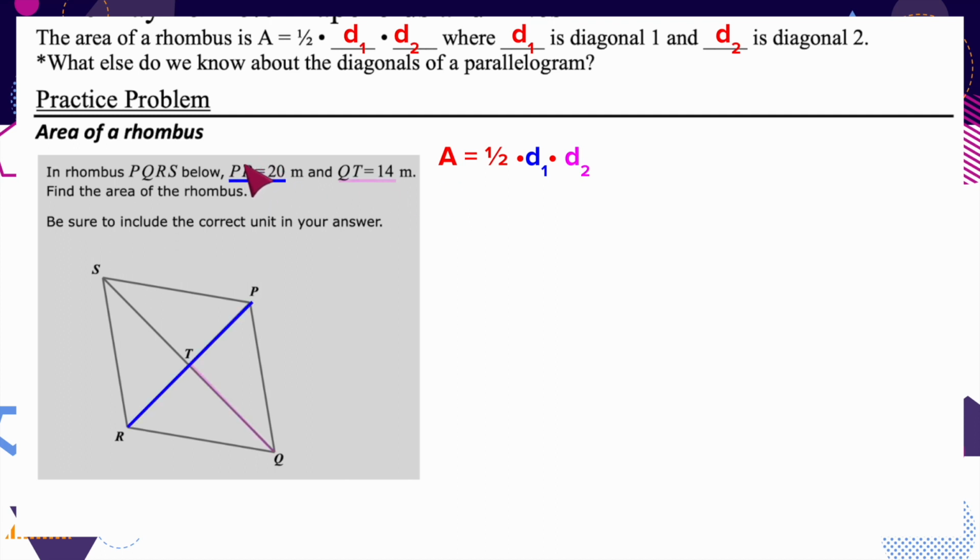So they gave us PR equals 20. And they gave us that QT equals 14. Now, I didn't put the numbers here, but I've labeled it with color, so hopefully we can see that. So we have 20 and we have 14.